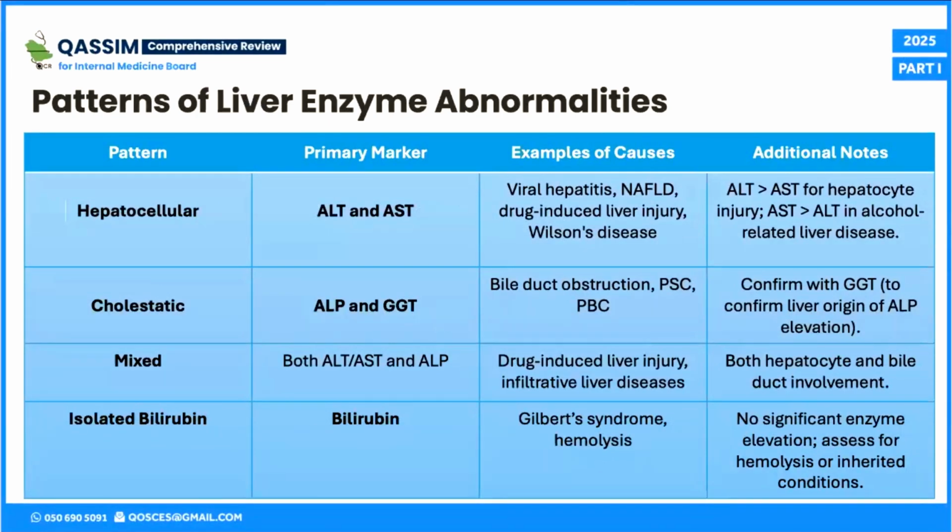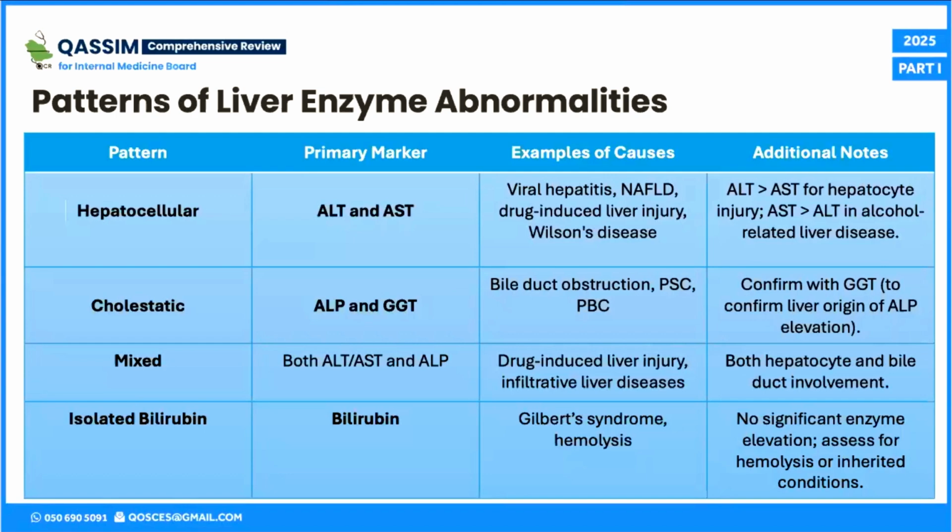the patterns of liver injury. So mainly we have hepatocellular, cholestatic, mixed, and isolated hyperbilirubinemia. In the hepatocellular pattern, mainly we have certain differential diagnoses, most commonly viral hepatitis, non-alcoholic fatty liver disease, drug-induced liver injury, and Wilson disease.